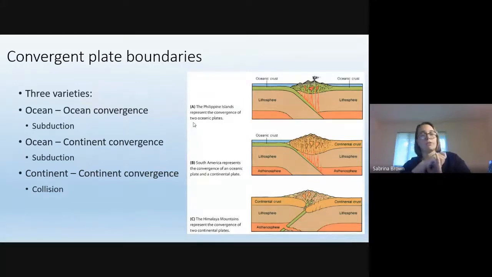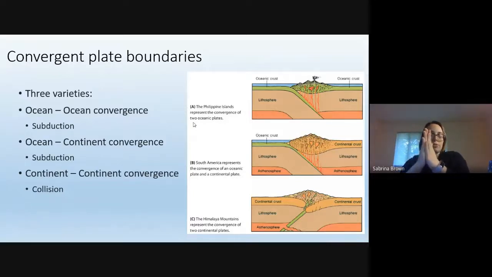Remember, convergent plate boundaries are where we have two plates coming towards each other, or converging, and there are three different types of convergent plate boundaries. We have ocean-ocean convergence, and with ocean-ocean convergence, that's when we have two oceanic plates coming towards each other, and that results in what we call subduction, or one of those plates going underneath the other one.